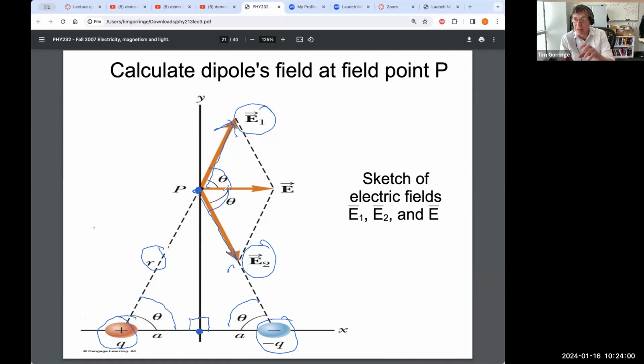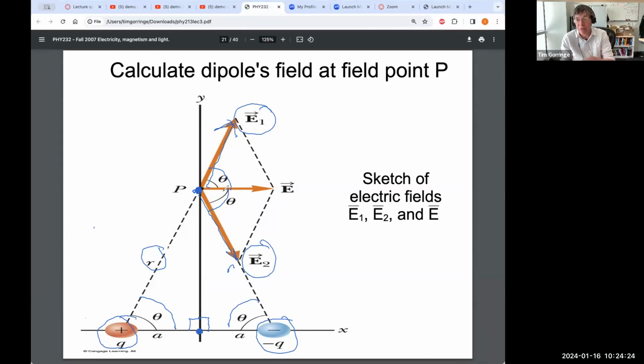The direction of the field depends on the charge that's creating the field. So if you've got a positive charge, it's going to create a field that comes out of the positive charge. A negative charge is going to create a field that goes into the negative charge. So the direction of the field is determined by the charge that's creating the field.